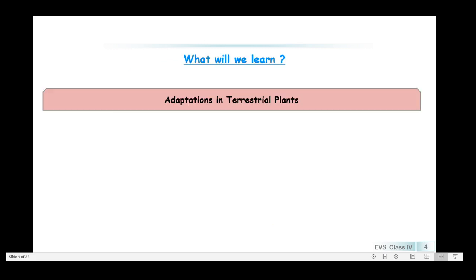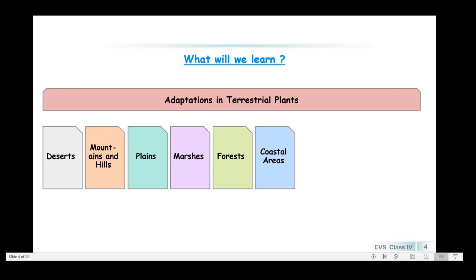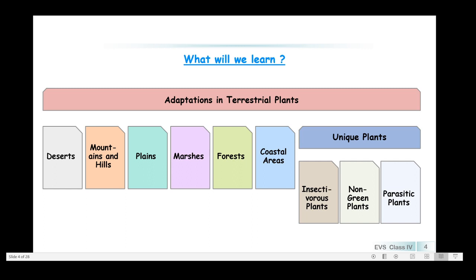So what will we learn? We'll learn about adaptations in terrestrial plants, or plants that grow on land. We know that different landforms are deserts, mountains and hills, plains, marshes, forests and coastal areas. We'll learn about the adaptations shown by plants which grow in these different landforms, and also about some unique plants like insectivorous plants, non-green plants and parasitic plants.